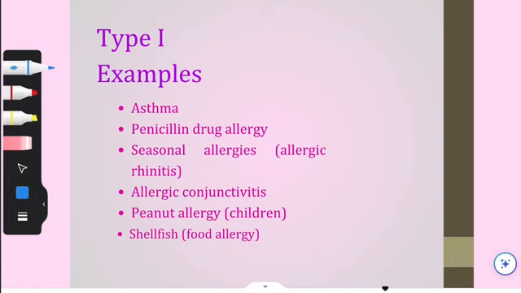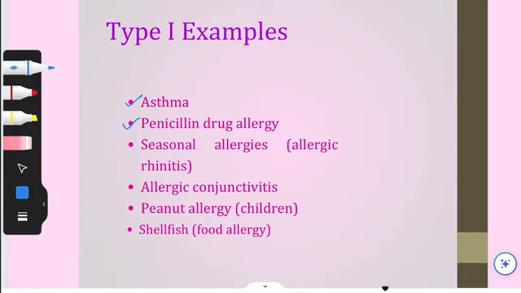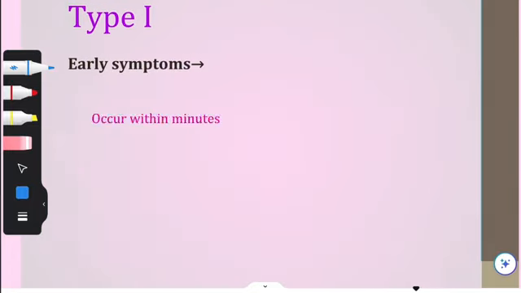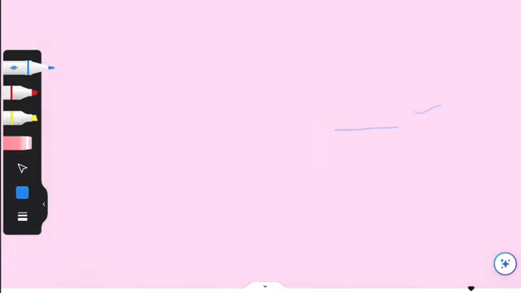Some seasonal allergies are caused by type 1 hypersensitivity reactions. These are often referred to as allergic rhinitis. Allergic conjunctivitis is a type 1 reaction, so is a peanut allergy, which many children have, and also a shellfish allergy, which many people have as a food allergy.